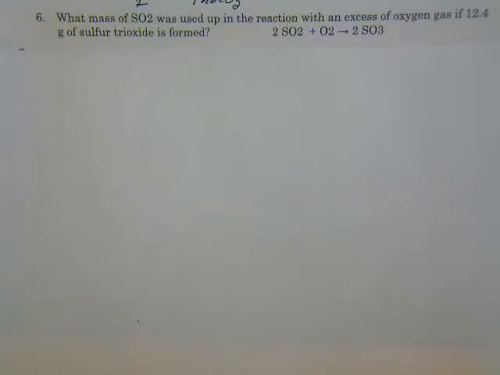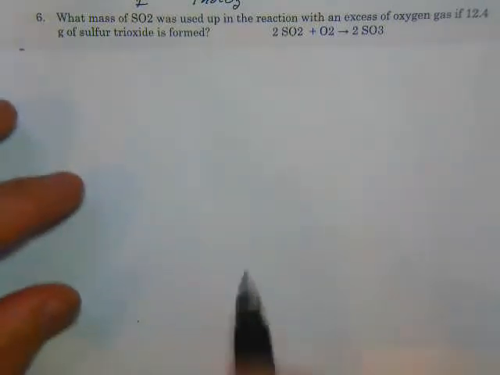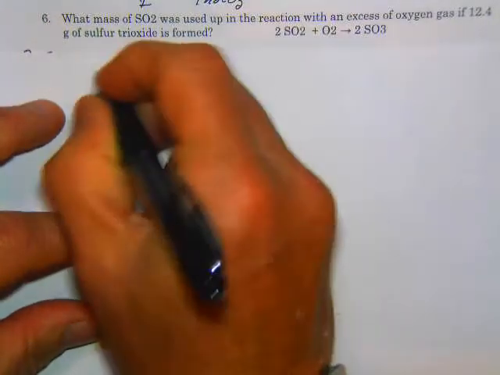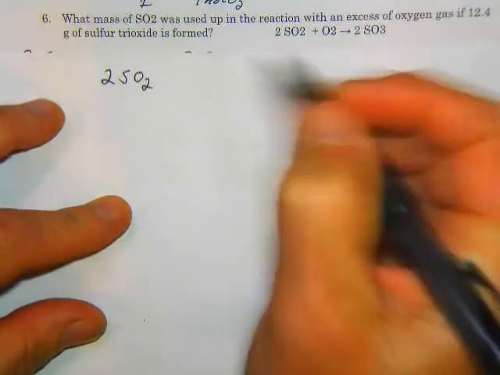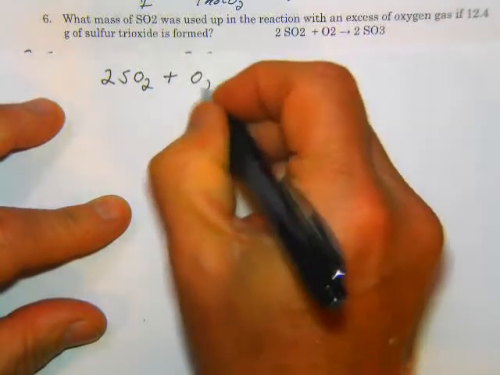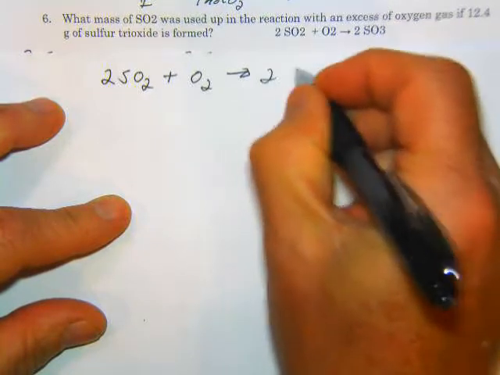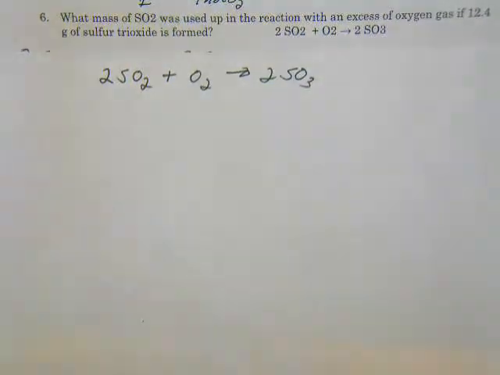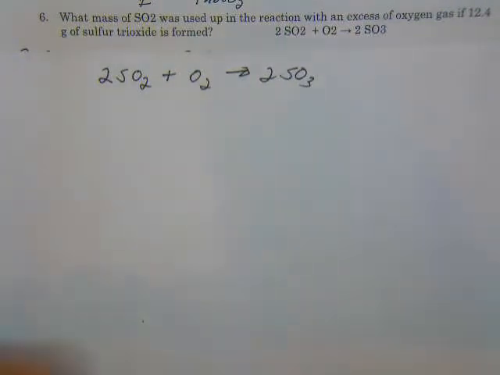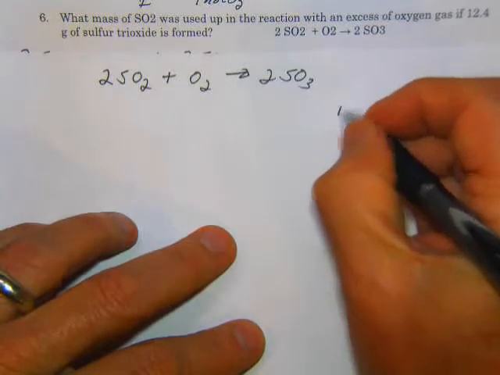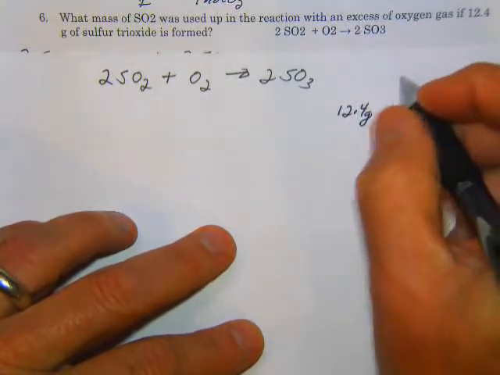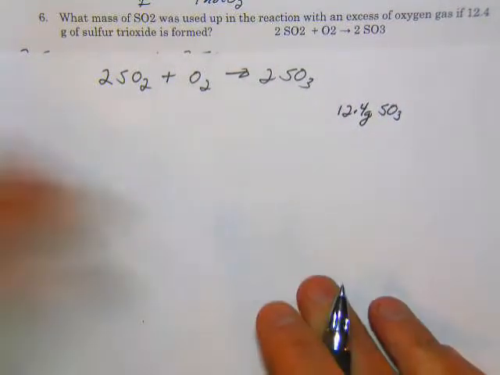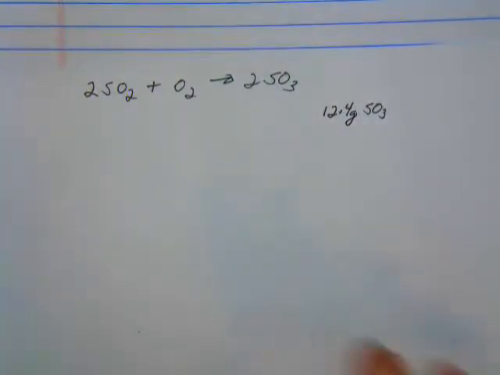Alright, so we got number 6. What's the mass of SO2 (sulfur dioxide) used up in the reaction with an excess of oxygen gas if 12.4 grams of sulfur trioxide is formed? And they actually give us the equation here, so I'll just write it down. SO2 plus O2 goes to 2SO3. And those are all molecular, so we don't need to worry about charges or anything. And we have 12.4 grams of SO3.